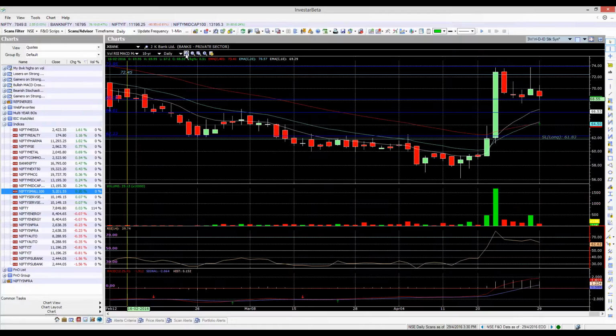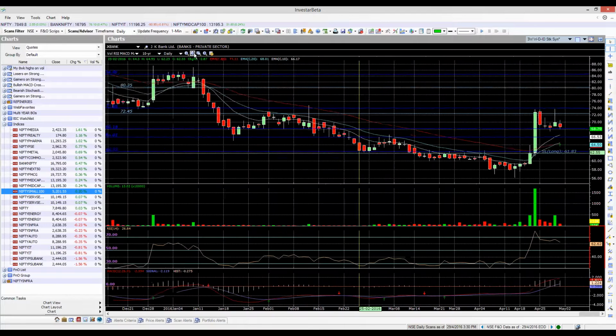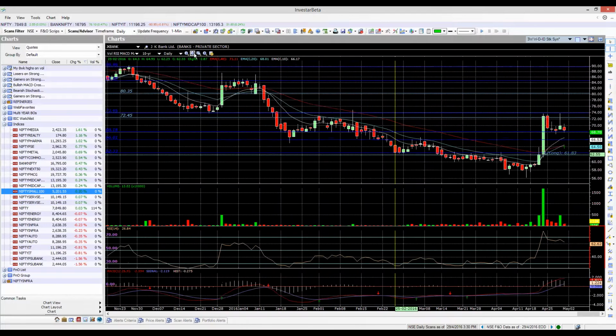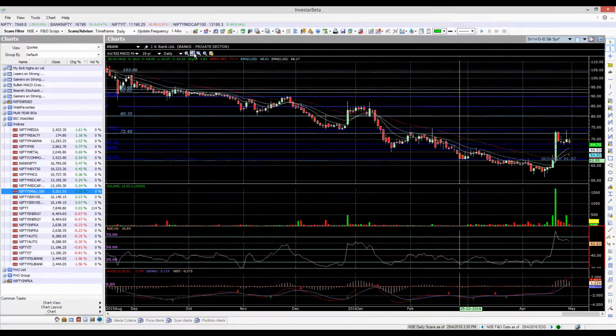J&K Bank 68 looks like a really good support, and once it breaks 74, we are definitely looking at much higher levels. There's no doubt about that. So buy, and this good support all the way to 64 or thereabouts, and then once it breaks 74, we're looking at a good move. Talking about almost 10 rupees, so 72 to 82. Okay, 74. The next resistance is definitely 80.